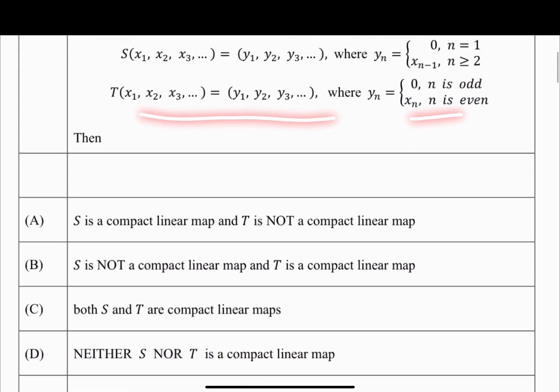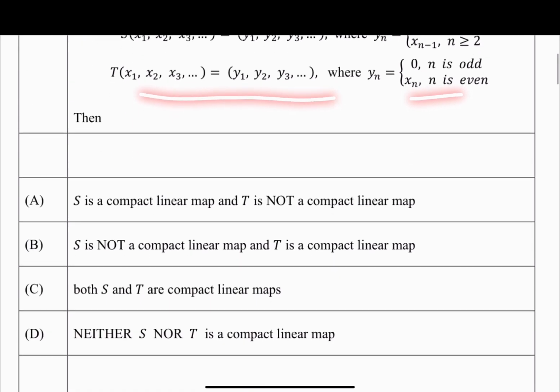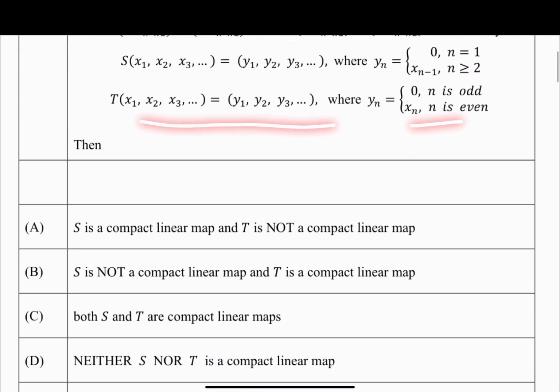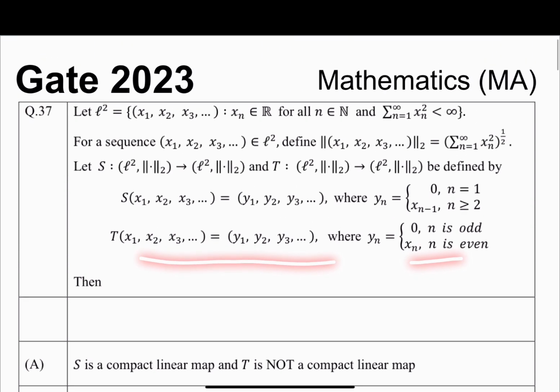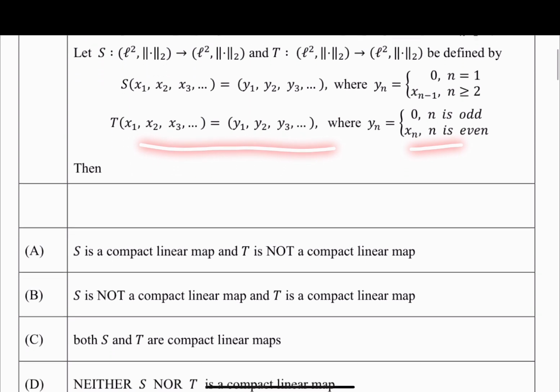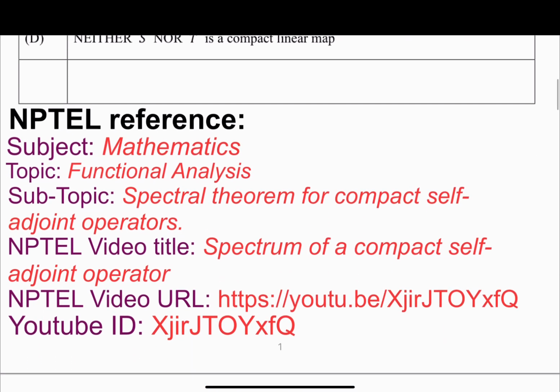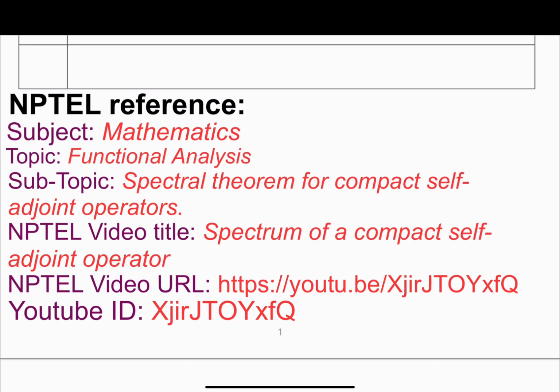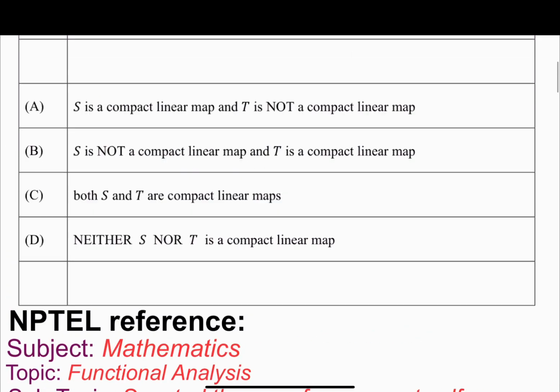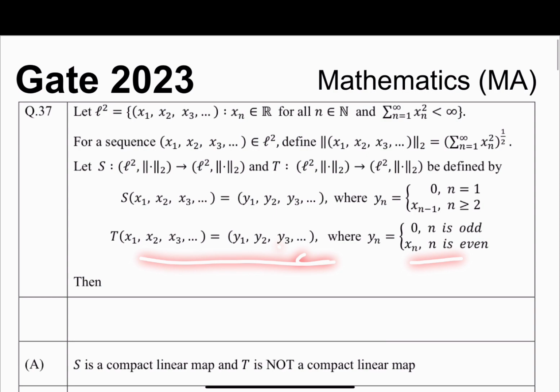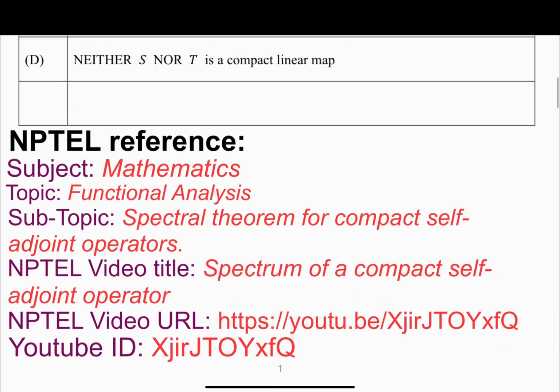Then four options are given. You have to check whether S and T are compact linear operators or not. So in order to solve this problem, this is the NPTEL reference. So let's start.